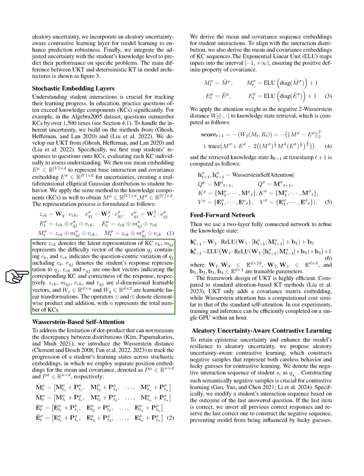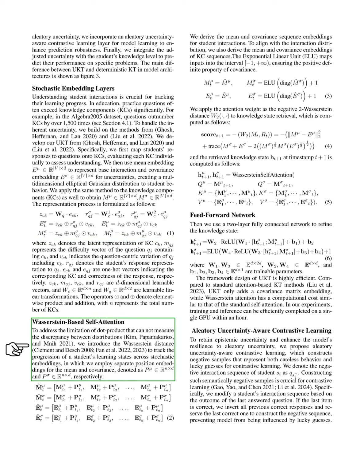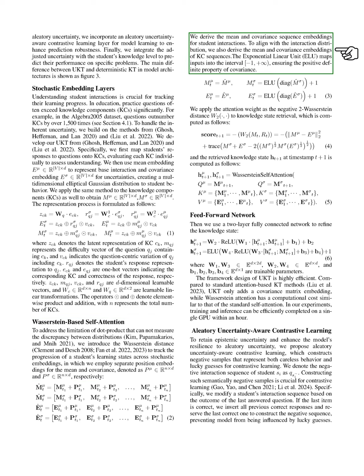Next, we introduce Wasserstein-based self-attention to overcome the limitations of dot product methods, which do not effectively measure discrepancies between distributions. We use the Wasserstein distance to track students' learning states across stochastic embeddings, employing separate position embeddings for the mean and covariance. We derive mean and covariance sequence embeddings for student interactions and knowledge component sequences, ensuring the positive definite property of covariance through the exponential linear unit, ELU. We then refine the knowledge state using a two-layer fully connected network, with trainable parameters for the layers and biases.